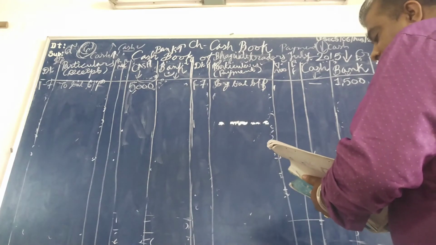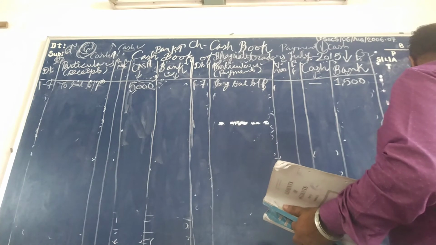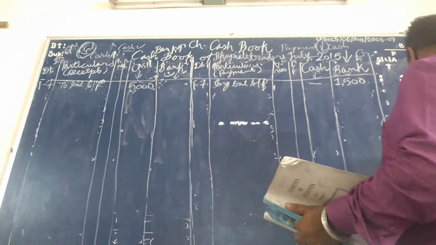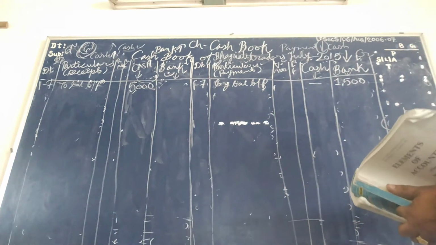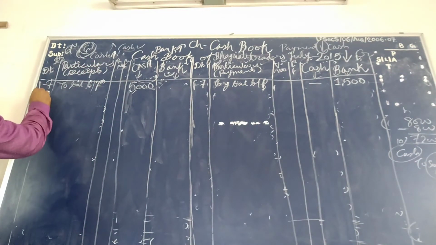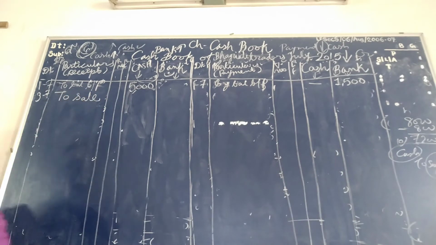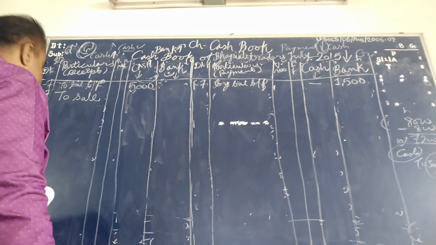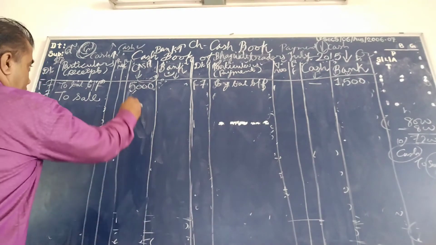Okay, so the journal entry will be passed as cash to sales. So the cash account will be debited. We receive it in the form of sales, so it will be written right here, to sales, 3rd of July. We receive it in the form of cash, so we write it in the cash column. It is 7,200.